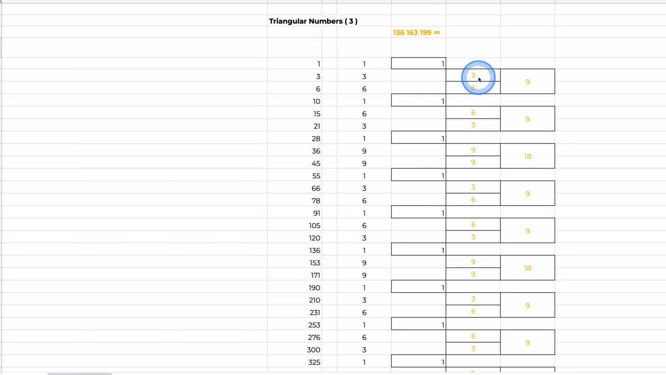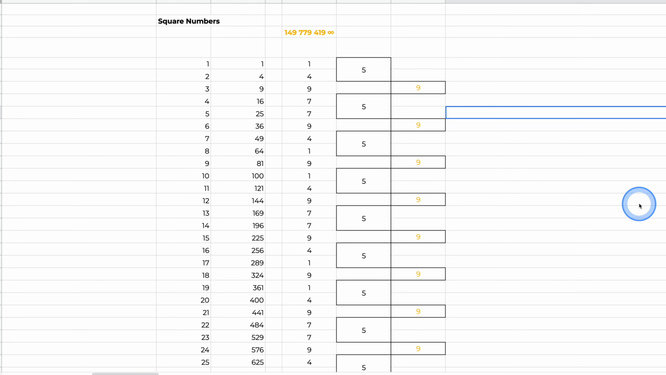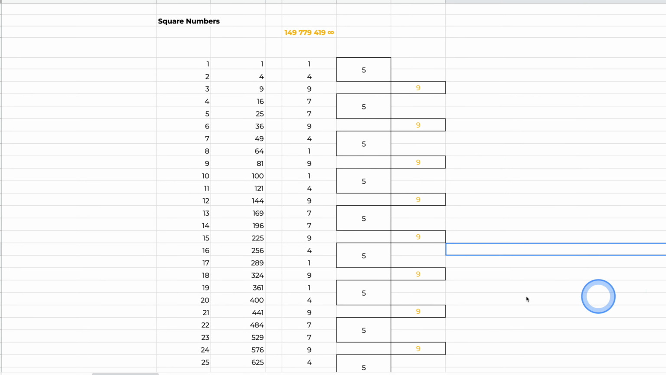Okay, and then what I've done here is I've just placed them into boxes just to simplify it down so we can see a pattern. So essentially 1, 3, 6, 1, 6, 3, 1, 9, 9, 1, 3, 6, 1. That repeats to infinity. Then we have square numbers, and we find this pattern.